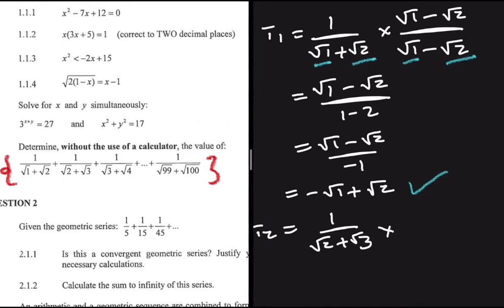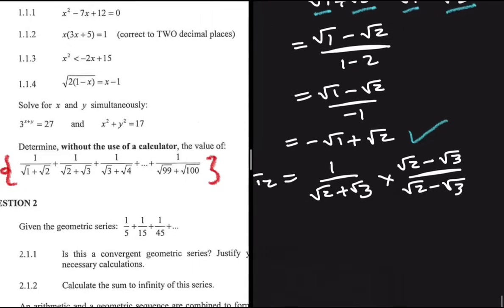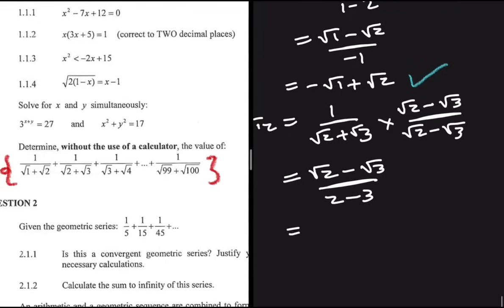And then again, we are multiplying by the conjugate, right? To get square root of 2 minus square root of 3 divided by square root of 2 minus square root of 3. On the numerator, we're going to get square root of 2 minus square root of 3 divided by 2 minus 3, right? So our answer here will be minus square root of 2 plus square root of 3. So that is T2, right?